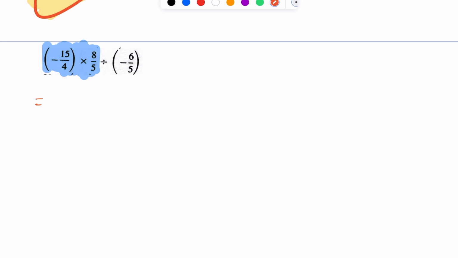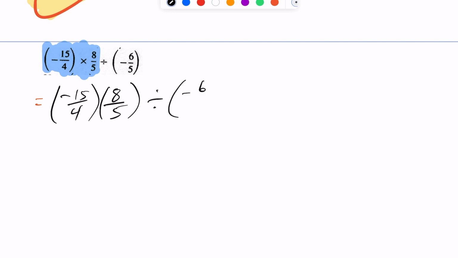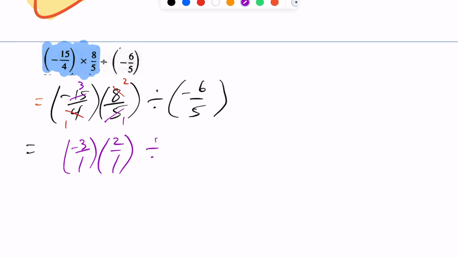Minus sign should be pushed to the top, so this becomes -15/4. We can get rid of the x and just put brackets. It's easier to read as to what my next step is. Now you can reduce the 4 and the 8. I can divide by 4. This becomes 1 and 2. The 5 and the 15, I can divide by 5. This becomes 1 and 3. So this becomes negative 3 over 1 times 2 over 1 divided by negative 6 over 5.